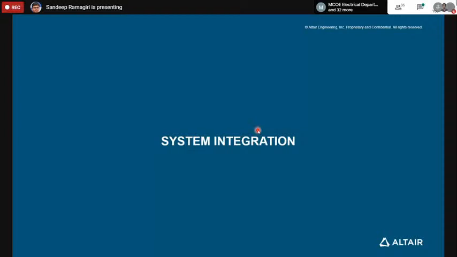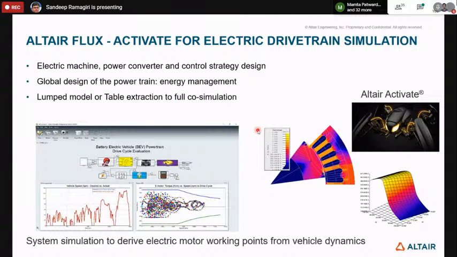That integration can be done by using our system level simulation tool called Activate. Activate is a 1D simulation tool where you can model the complete system. For example, here you can see a battery operated electrical vehicle, and we have a complete system in place considering the driving cycle, and all the motor modules.